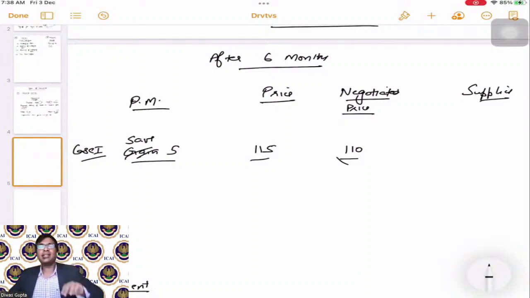Now, what will the supplier say? The supplier will say, oh, I would have sold these 20 liters in the open market at a rate of 115. But because of this contract, I have to obey my obligations and hence I have to deliver at 110. There is a loss to me of 5 rupees.